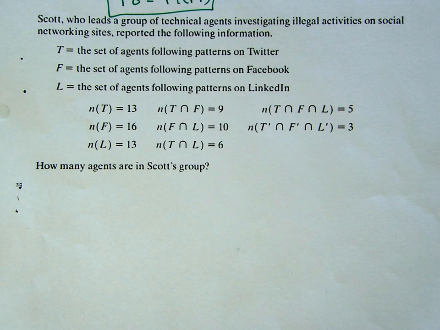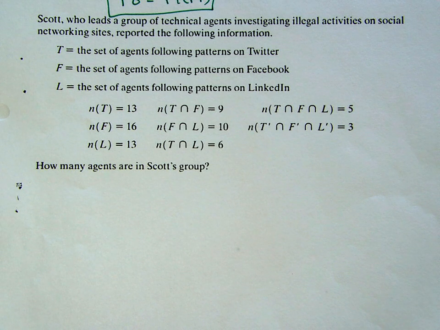So it says, Scott, who leads a group of technical agents investigating illegal activity on social networking sites, reported the following information. T is the set of agents following the patterns on Twitter. F is following the patterns on Facebook. L is following the patterns on LinkedIn. And then we are given a bunch of different numbers, a lot like in the very first problem, where we are going to have to figure out how to fill in a diagram.